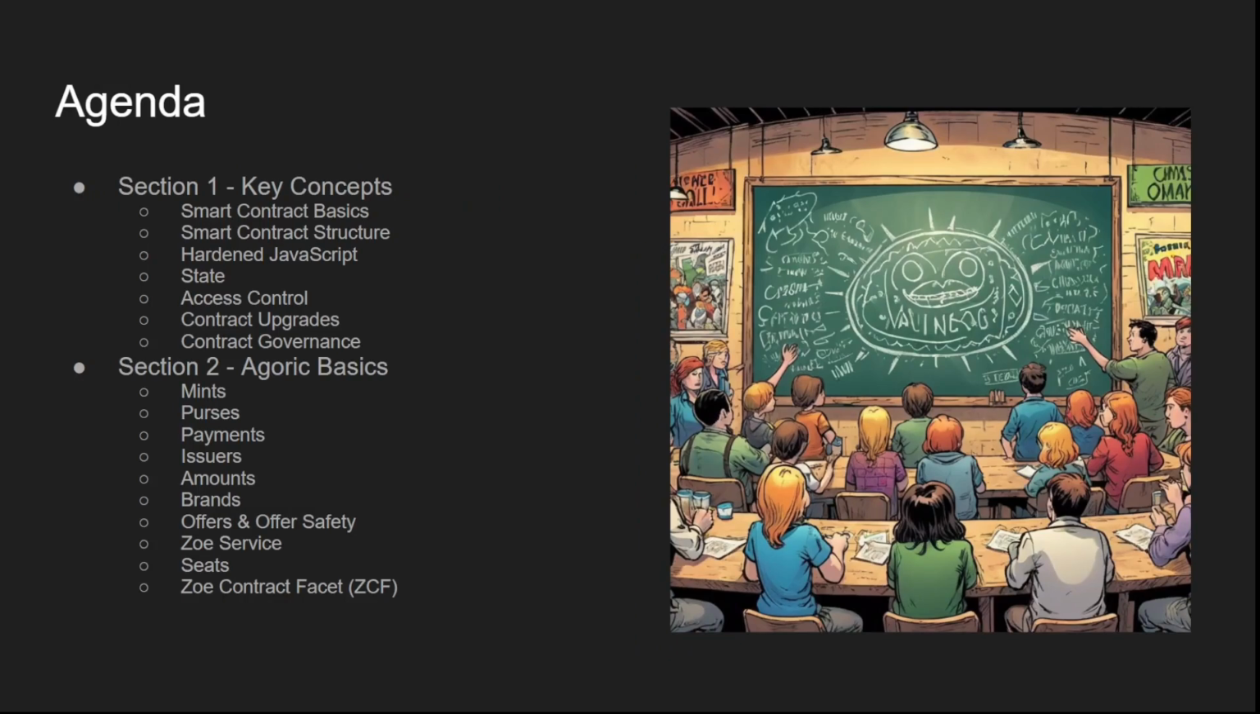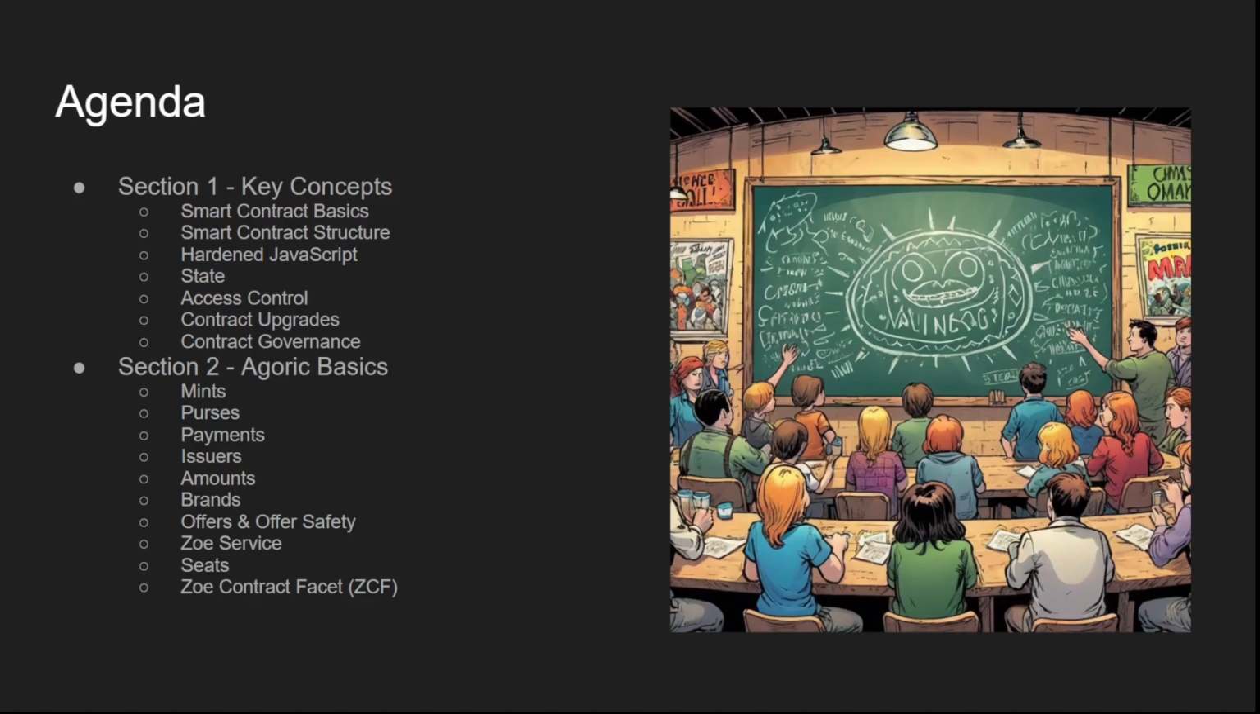Here's the agenda for our presentation. We have two main sections to cover. First, we'll dive into some key concepts. In this first section, we'll explore the basics of smart contracts, their structure, and the importance of using hardened JavaScript and how state is managed within contracts. We'll also discuss access control mechanisms, the process and significance of contract upgrades, and how contract governance is implemented to allow decentralized decision-making.